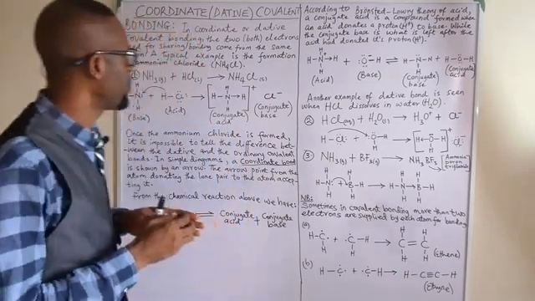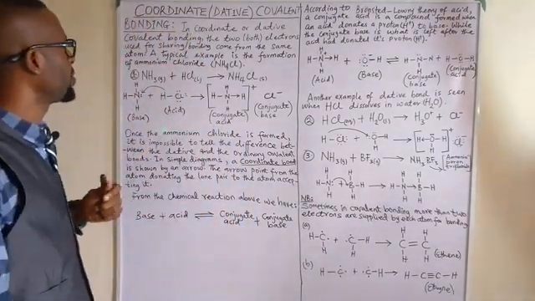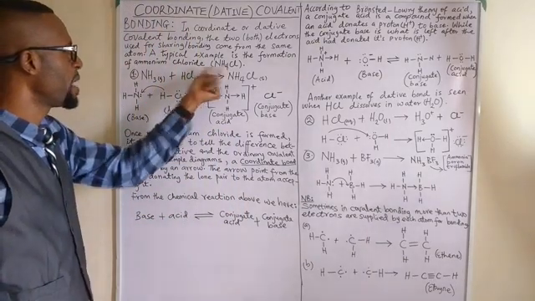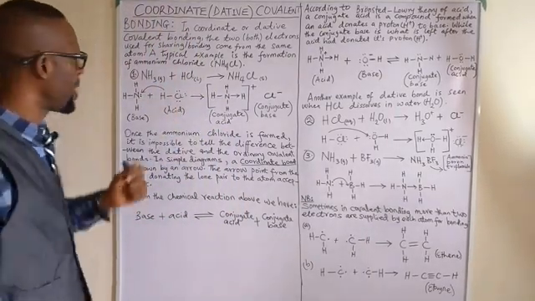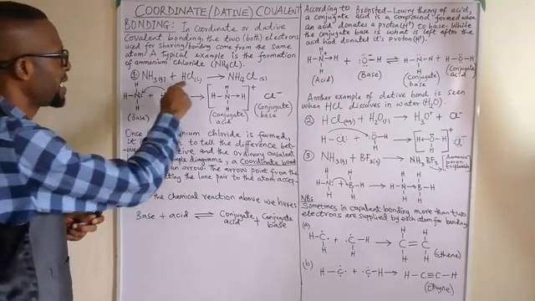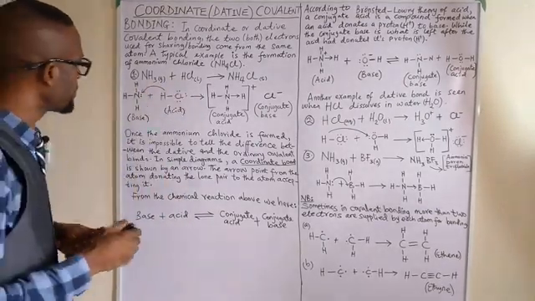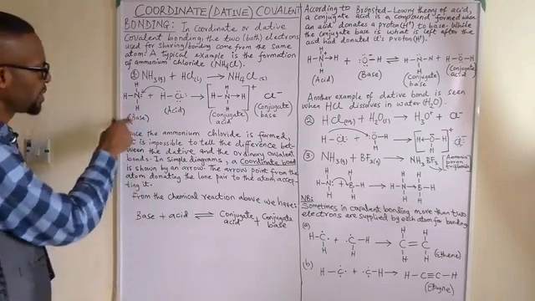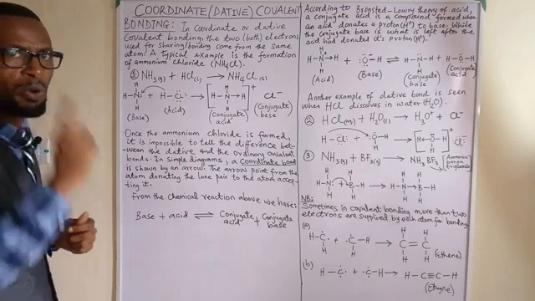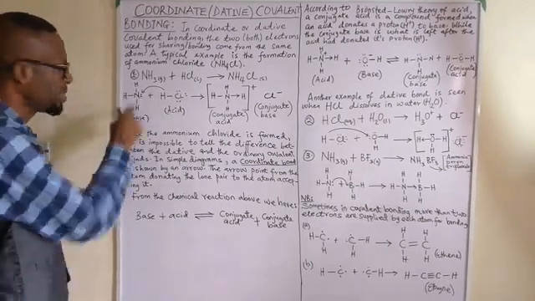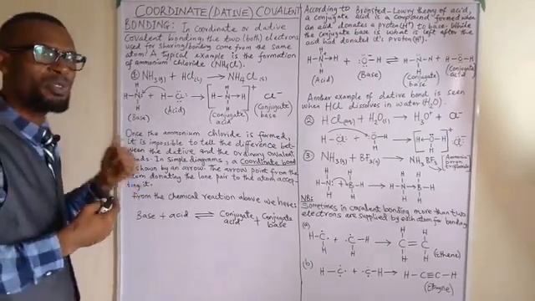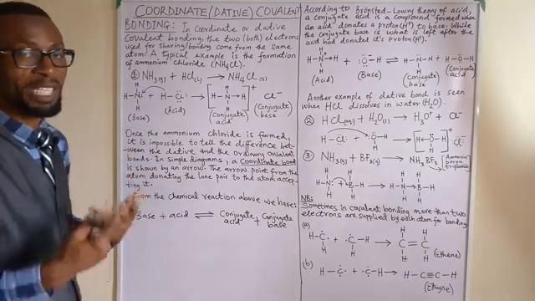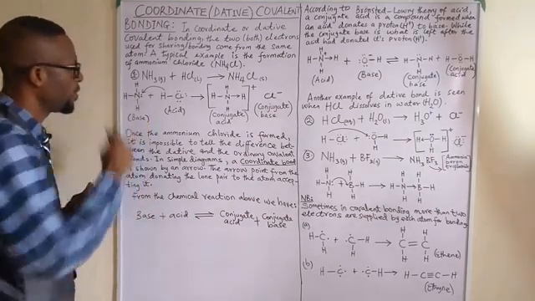A beautiful example of the formation of coordinate covalent bonding or dative bonding is found when we make ammonium chloride by reacting ammonia and hydrochloric acid. All right? So, using the Lewis structures, you can see that ammonia, of course, is a base, and has one lone pair of electrons, that is, electrons that are sitting idle, that were not used for bond formation, which can still be used for bond formation.